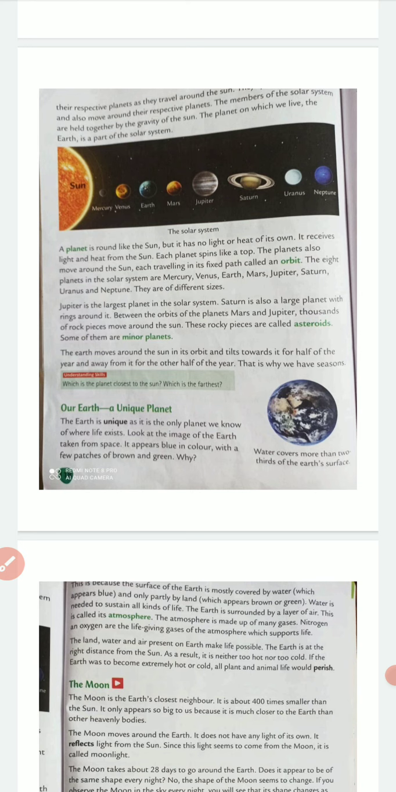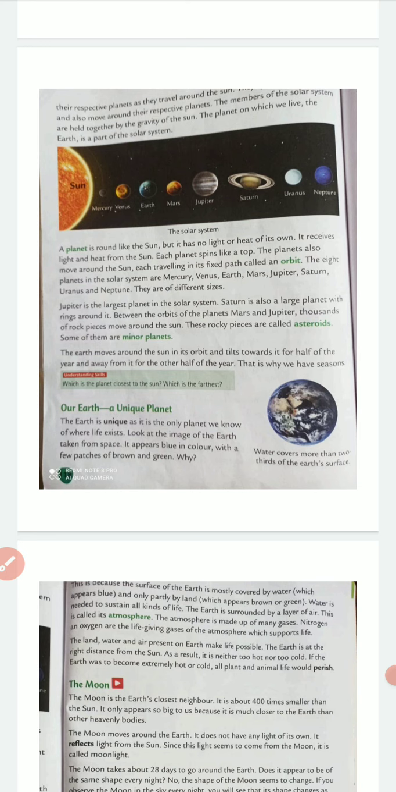Alright. Earth moves around the Sun in its orbit and it gets tilted towards it for half of the year, and away from it for the other half of the year. And hence we have different seasons. So this diagram you are going to draw.